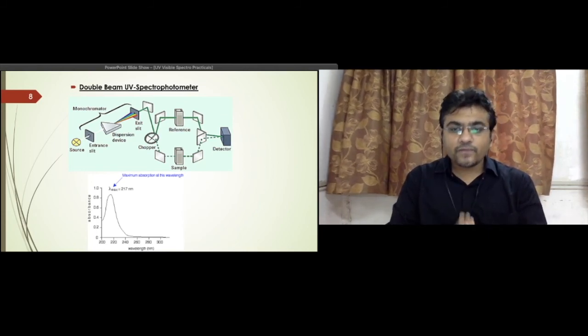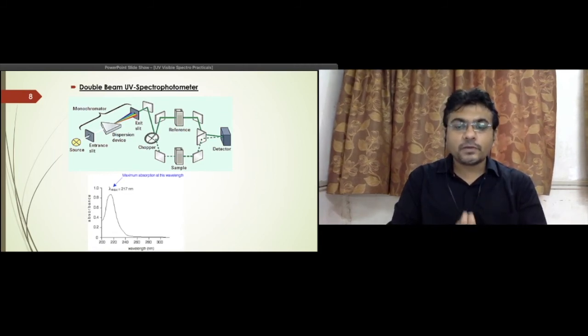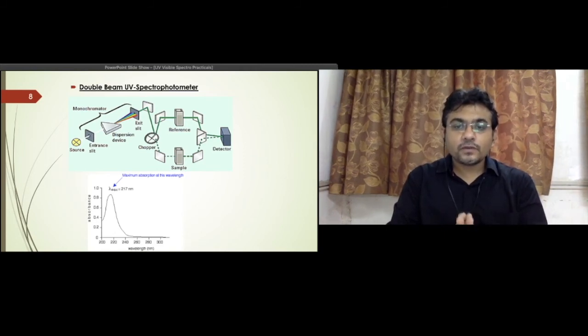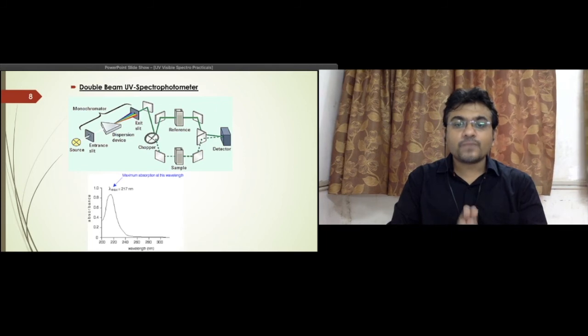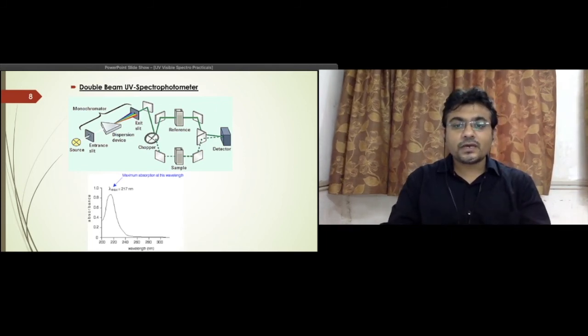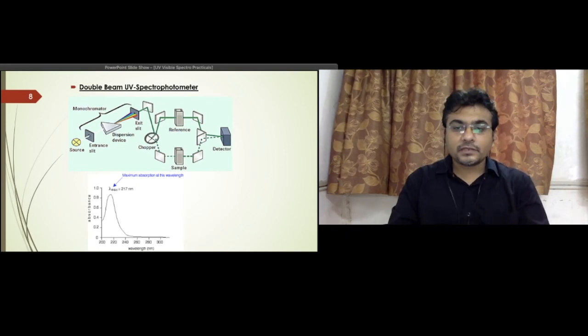In the diagram of the lambda max shown below, you can see that at 217 nanometer maximum absorption of the radiation is taking place. This particular wavelength is used as a tool for the analysis of the compound. So this is how every compound has its own lambda max, which is used as an identification tool for that compound.